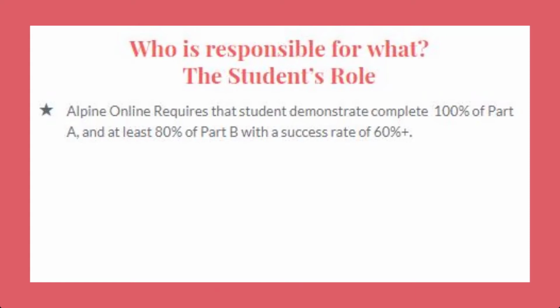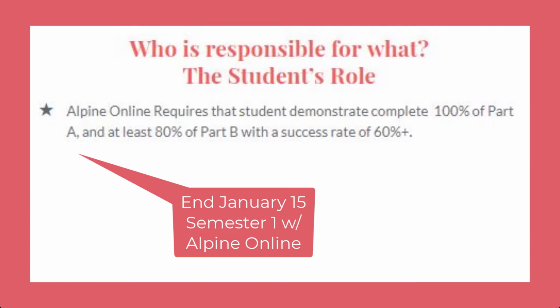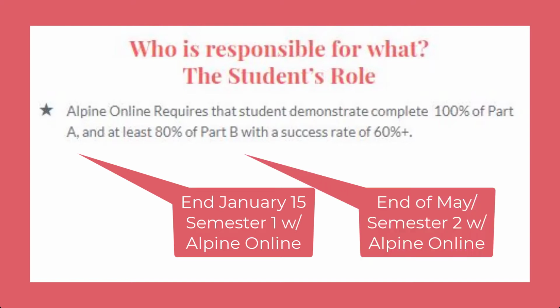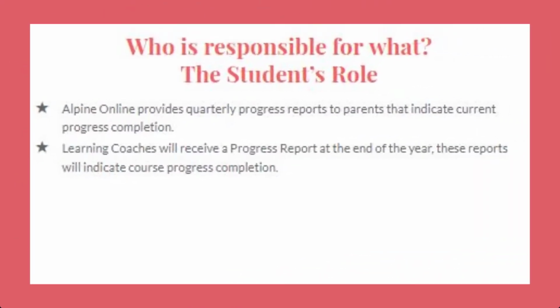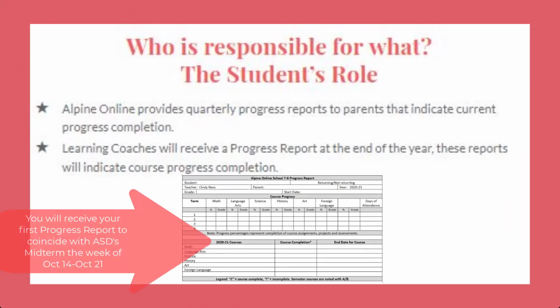Alpine Online requires that students complete 100% of Part A, that's Semester 1, and at least 80% of Part B, that's Semester 2, with a success rate of 60%, or we hope, more. Alpine Online provides quarterly progress reports to parents that indicate current progress and completion. Learning coaches will receive a progress report at the end of the school year. These reports will indicate if courses have been completed.